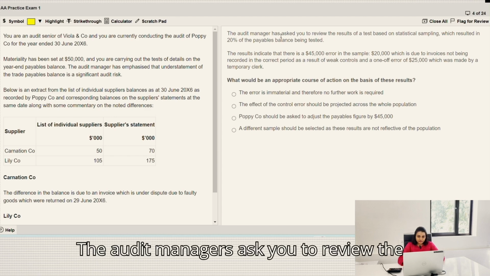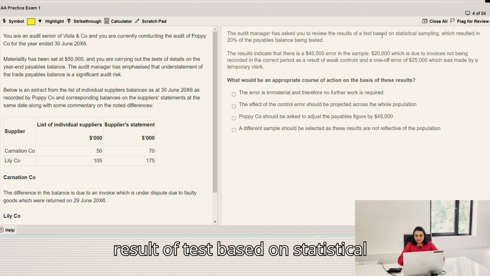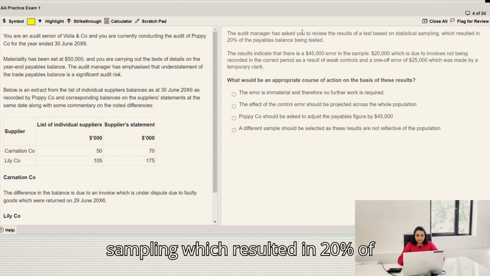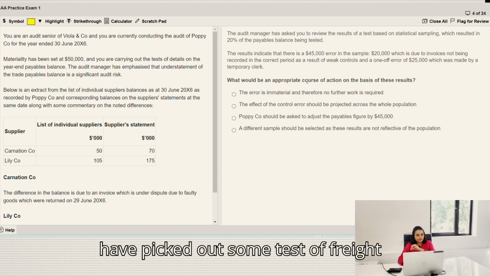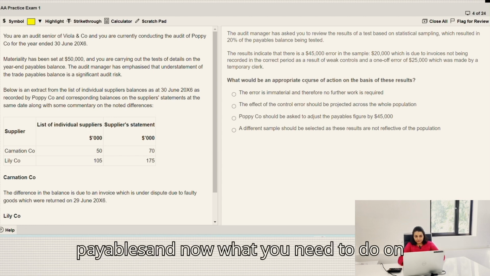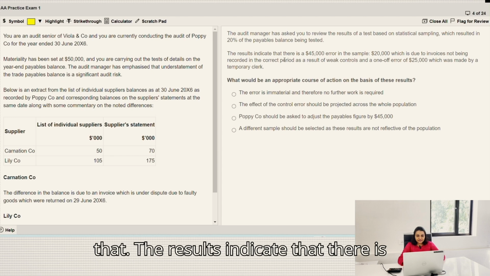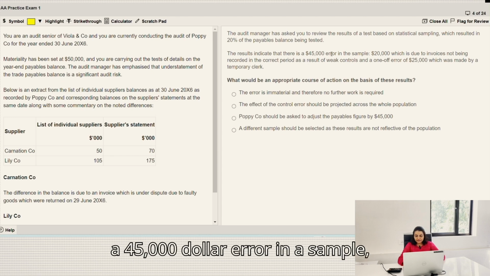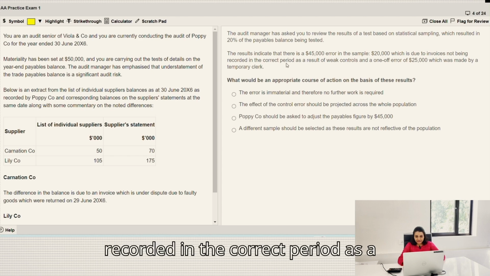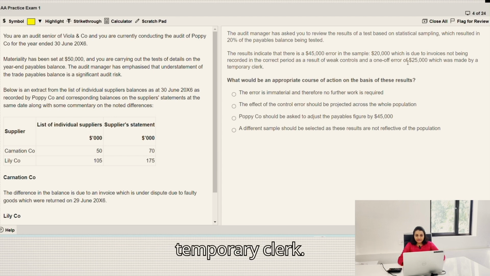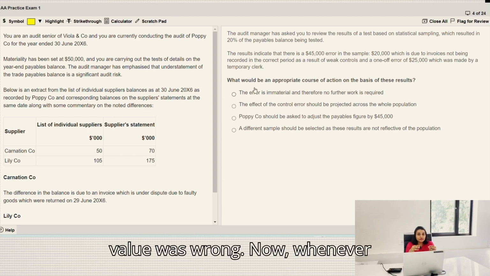The audit manager has asked you to review the result of test based on statistical sampling, which resulted in 20% of payable balance being tested. So you have picked out some test of trade payables, and now what you need to do on that. The results indicate that there is a $45,000 error in the sample, 20,000 which is due to invoice not being recorded in the correct period as a result of weak controls, and one-off error of $25,000 which was made by temporary clerk. So you collected samples, out of which 45,000 of samples value was wrong.